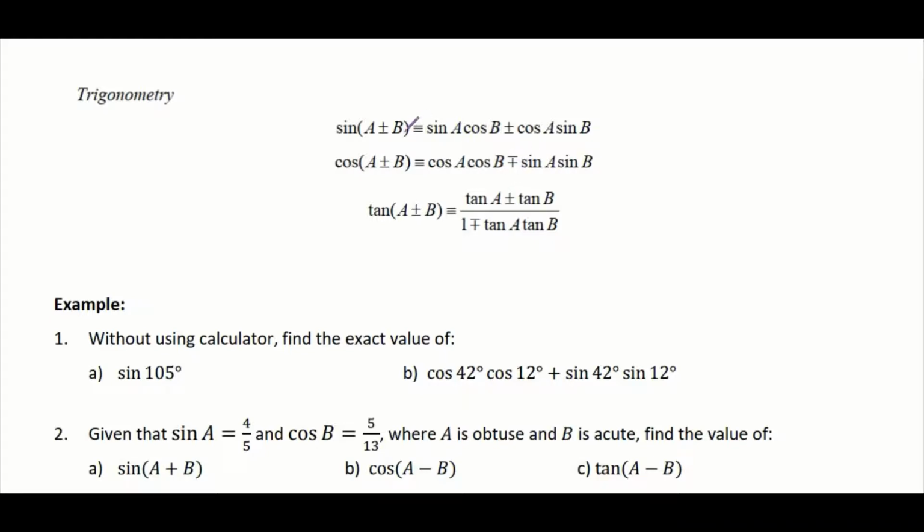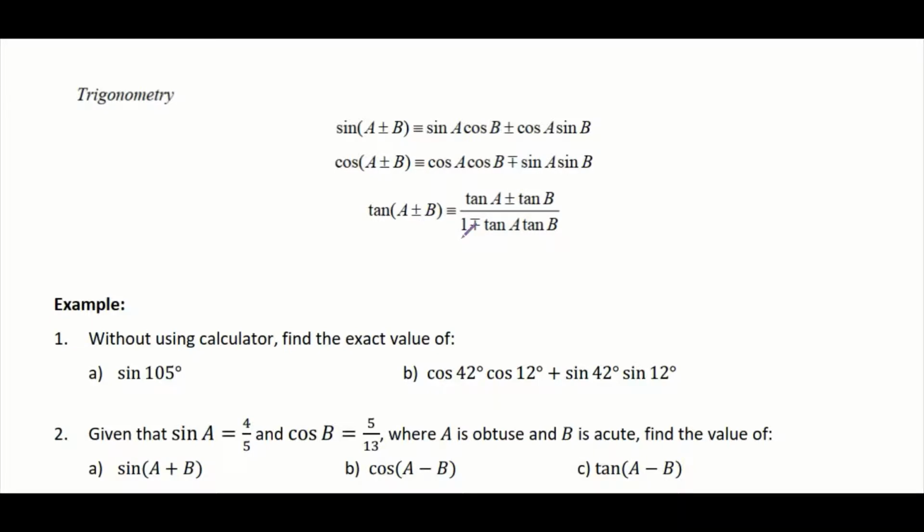So the idea is that it depends on which one you want. If you want sine A plus B, meaning that you are reading the top one, so sine A plus B, then you need to write plus. If sine A minus B, then you are going to use minus. If cos A plus B, then you are going to use minus. So cos A plus B equals cos A cos B minus sine A sine B. Cos A minus B gives you cos A cos B plus sine A sine B. So if you are using the top one, then you need to take all the symbols for the top. If you are using the bottom one, then you need to take the symbols for the bottom. Okay, as simple as that.